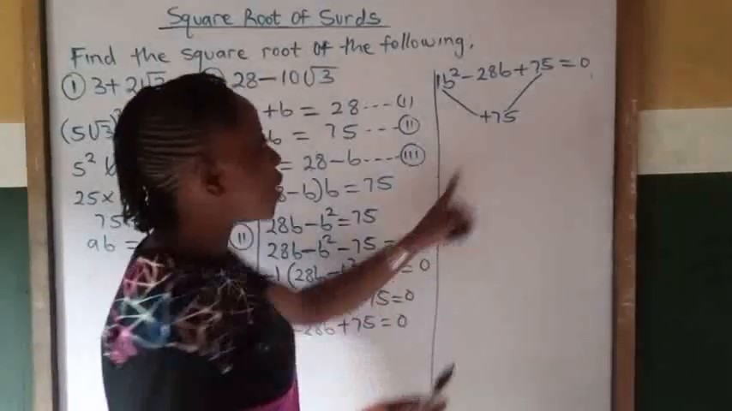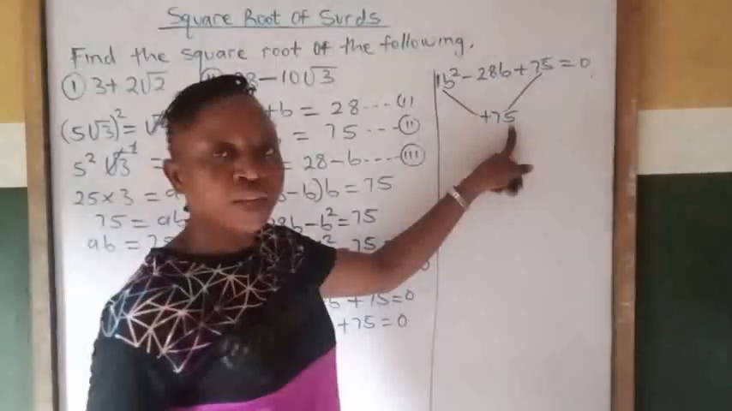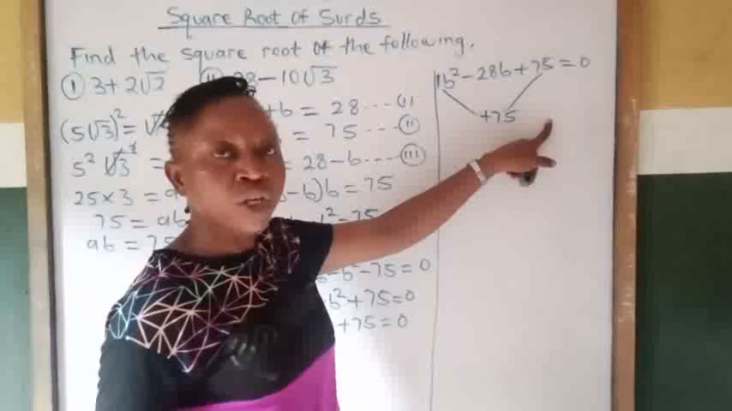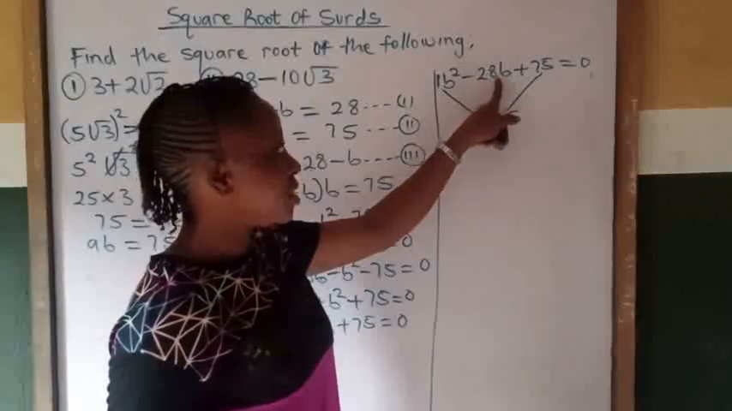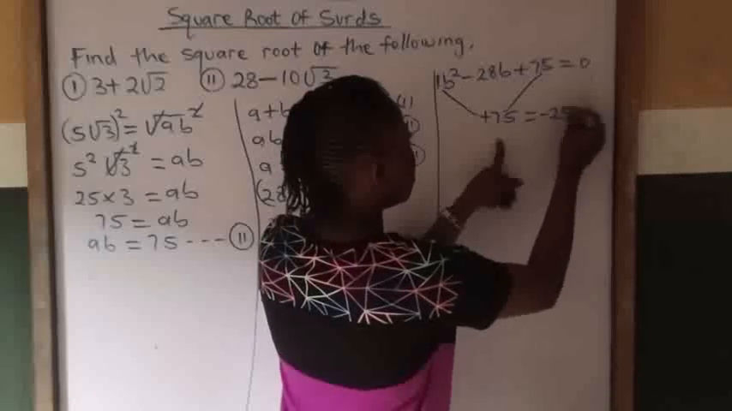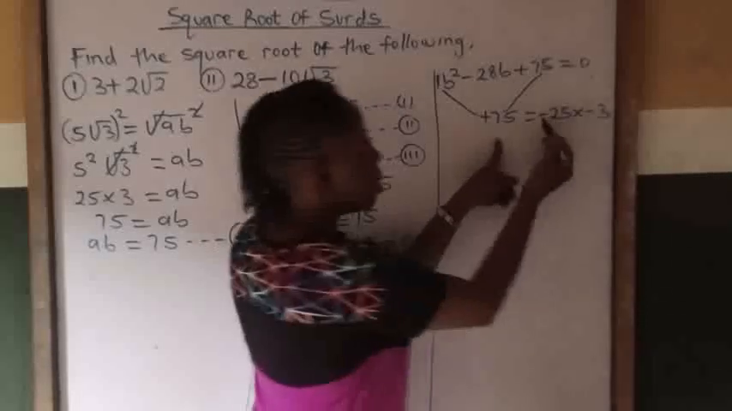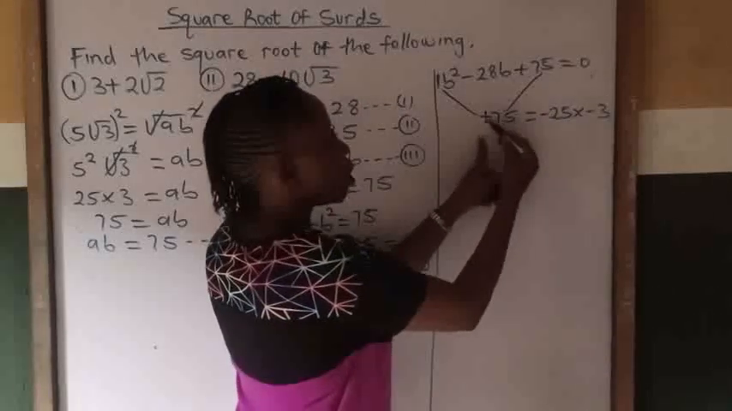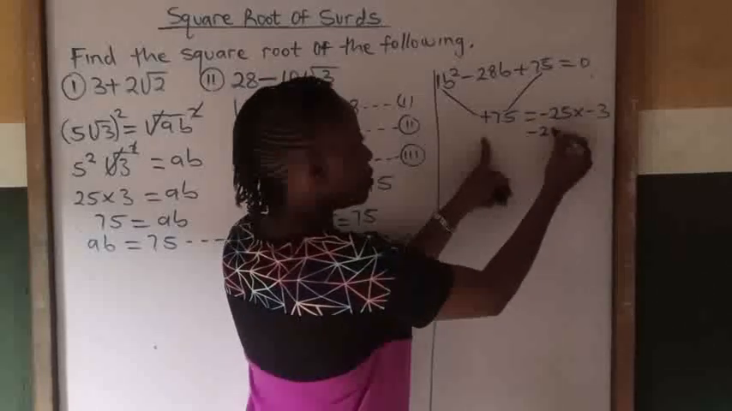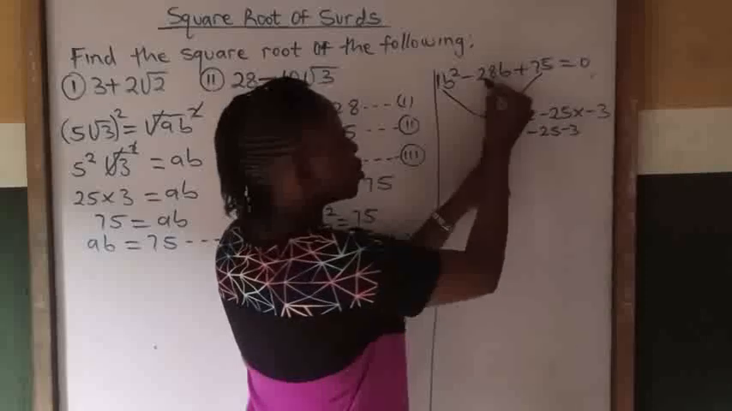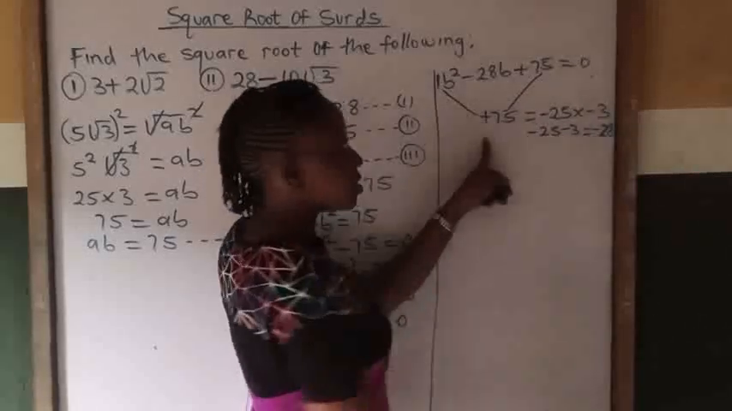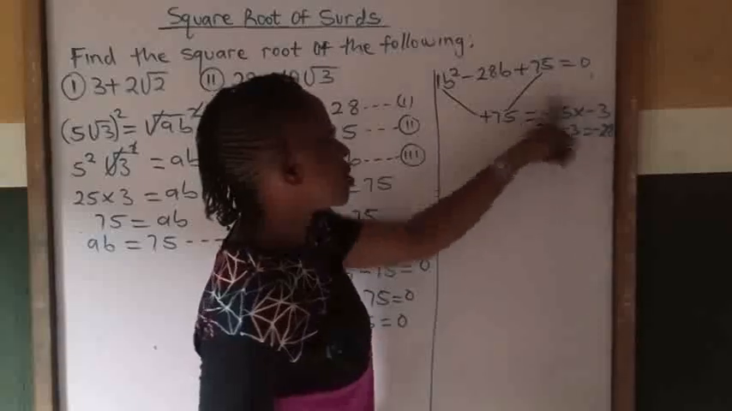So we are looking for two factors that we multiply together to give 75, and that when we add them together give us minus 28. Those factors are minus 25 times minus 3. Minus times minus will give us plus, and 25 times 3 will give us 75. So minus 25 minus 3 will give us minus 28. So these are the two factors that we need.